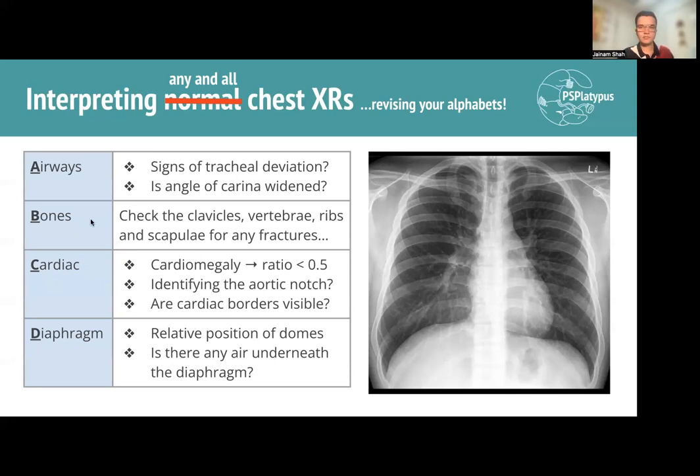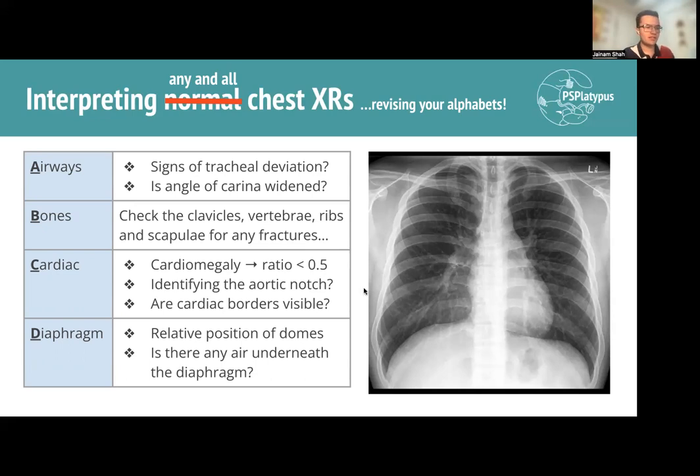Bone-wise, quite simple. You're just looking at all of the bones that you can basically see in the entire X-ray, especially for fractures or chest wall traumas, deformities, anything like that. Cardiac-wise, very important to check for cardiomegaly. So generally, the transthoracic ratio should be less than 0.5.